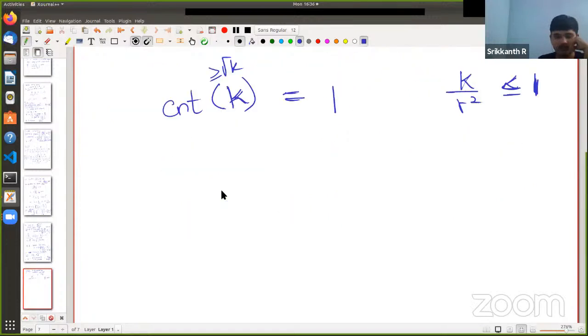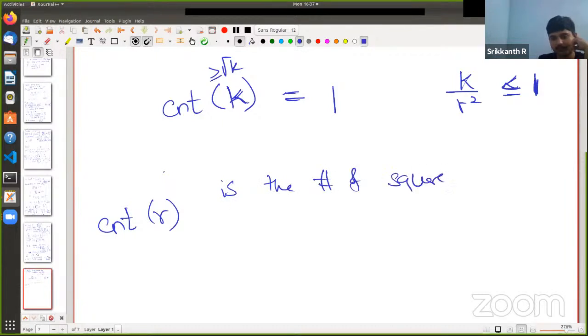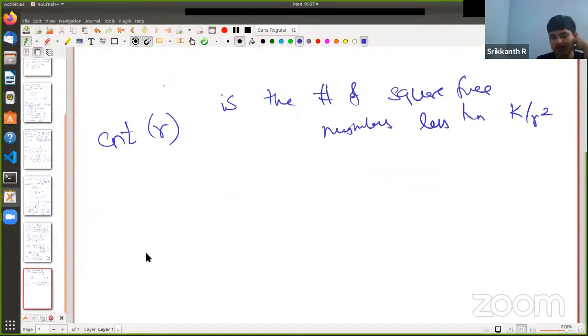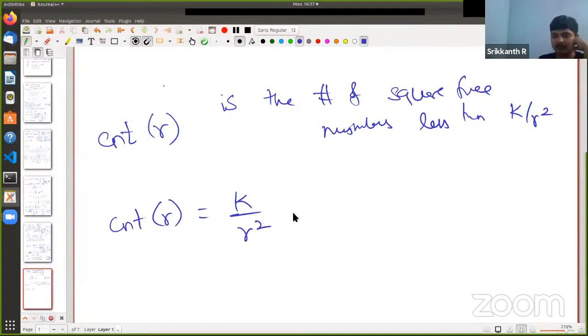For the smaller numbers, let's say count of r, if we want to calculate, is the number of square free numbers less than k by r square. Okay. Initially, let's count all of them, and let's subtract those numbers which are divisible by some square.